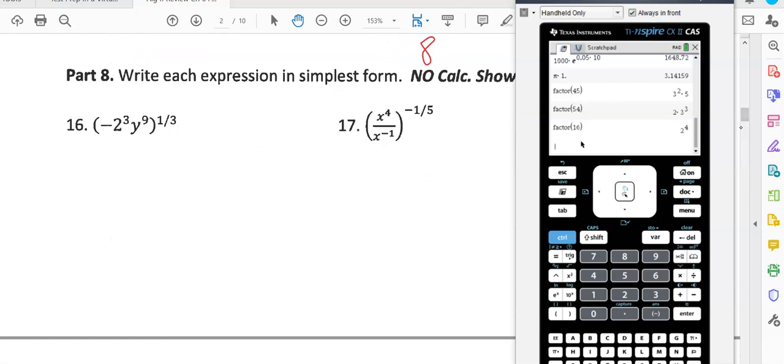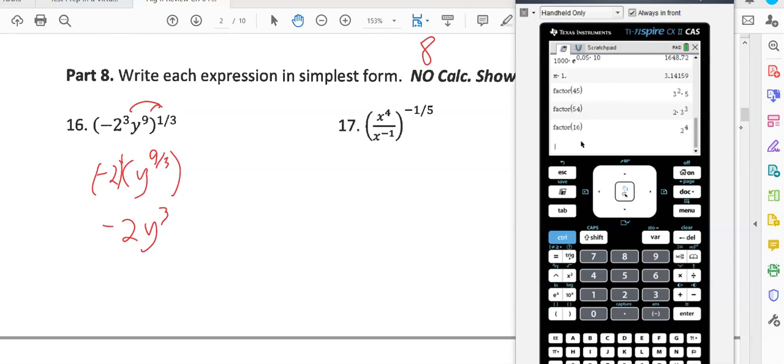One in simplest form, so this is being distributed to both exponents there. So this would be negative 2 to the first, essentially, times y to the power of 9 thirds, which is 3. So we get negative 2y to the third.